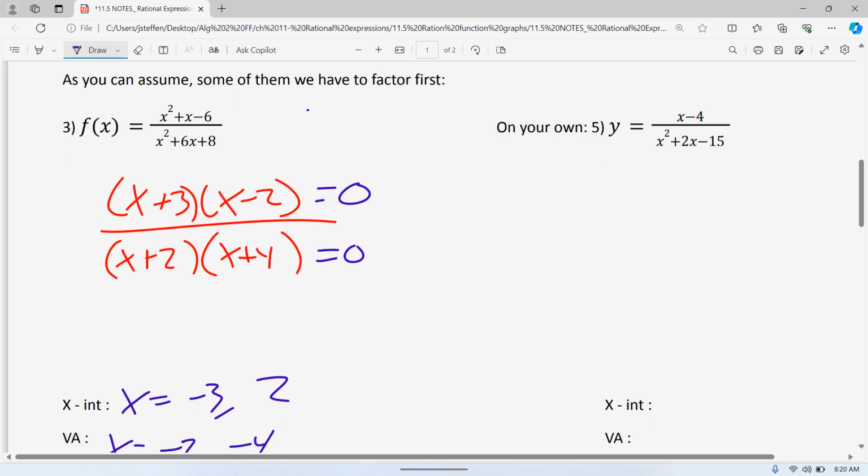But essentially, that's pretty much it for today. I guess we're going to talk about holes a little bit, and then we're going to talk a little bit about graph recognition. But if you understand this stuff, it's not going to get much more difficult today. So go ahead and do number 5 on your own.